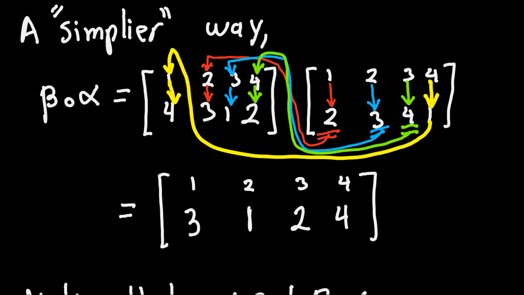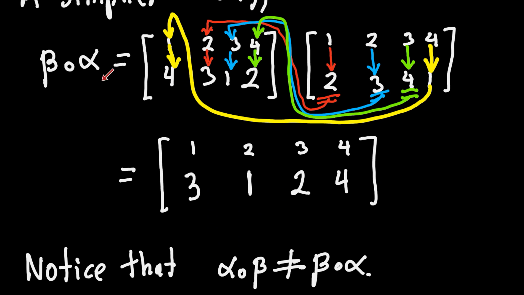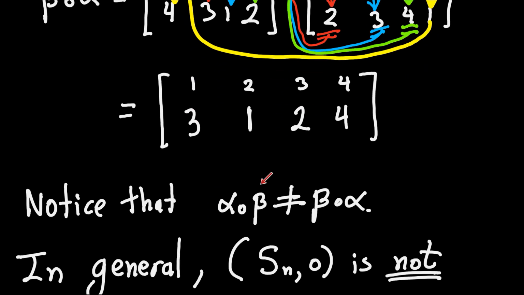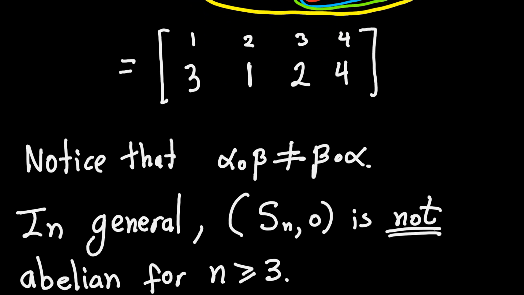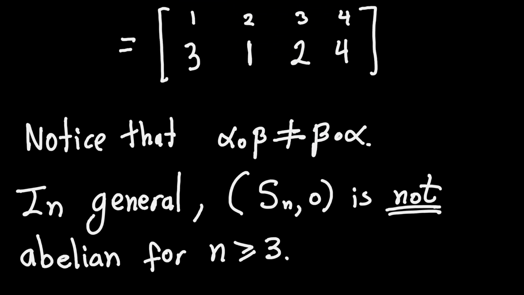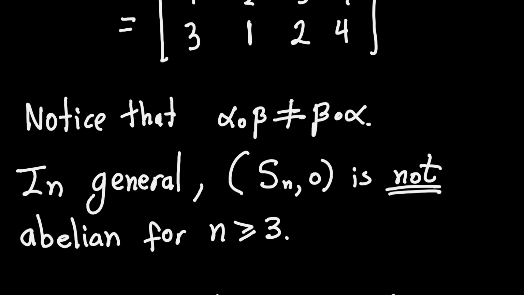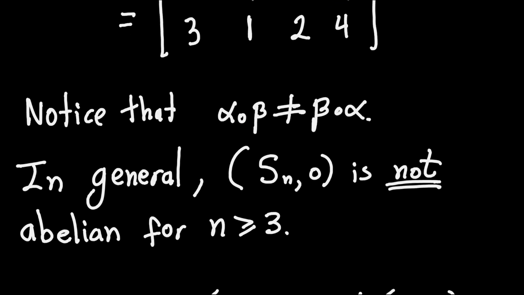And for the other way around, beta composed with alpha, we get this one. Now, notice here that those two results are not the same. And that usually happens. Sometimes the compositions are the same, but sometimes they are not. So in general, what this is telling us is if you take two elements of Sn and the binary operation here is composition, that is not an abelian group for n bigger than or equal to 3.